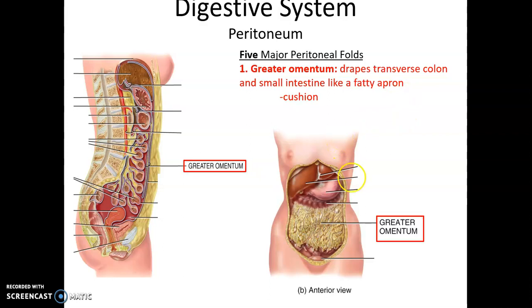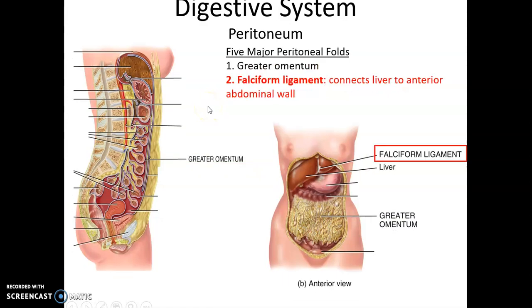The first fold is the greater omentum. Greater omentum drapes over the small intestines, kind of like a fatty apron, and it is the most anterior fold of the peritoneum, and it includes a significant amount of adipose tissue, which gives it the ability to help cushion the underlying organs from impacts. The falciform ligament is a structure that comes off of the liver and helps to connect the liver to the anterior abdominal wall.